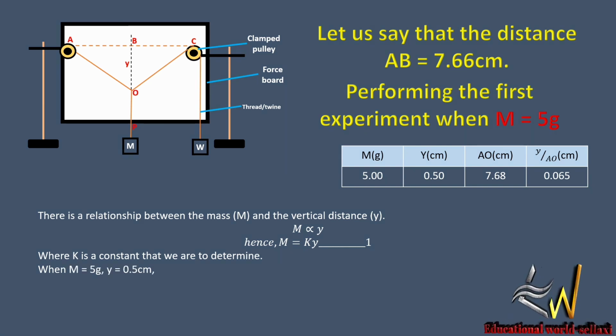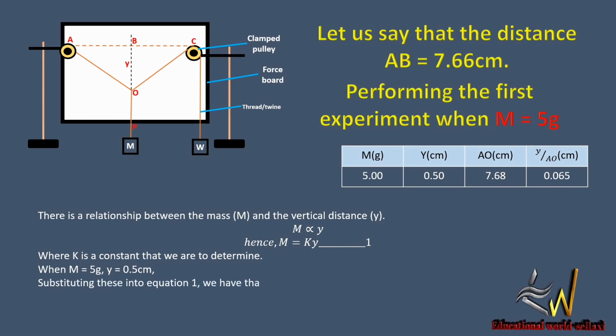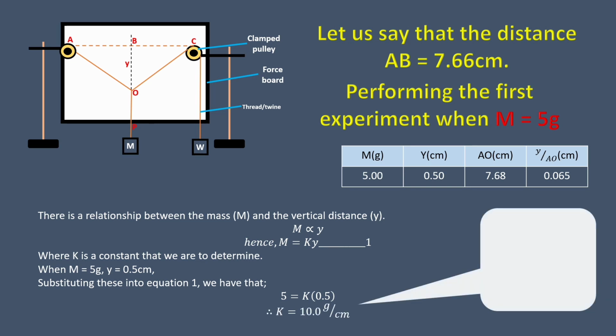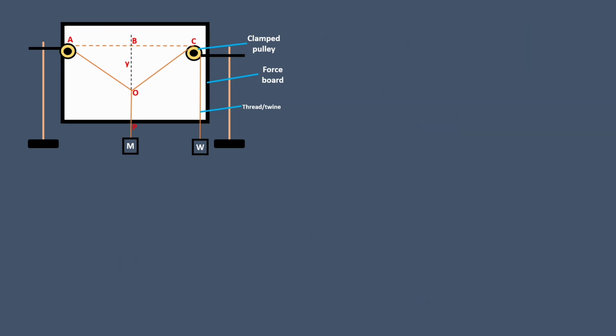So when M is equal to 5 grams and Y is equal to 0.5 cm, substituting these into equation 1, we have that 5 is equal to k open bracket 0.5. So we are going to make k the subject of the formula, and simplifying it, we now have that k is equal to 10.0 gram per cm. So we'll be using this value for the rest of the practical.